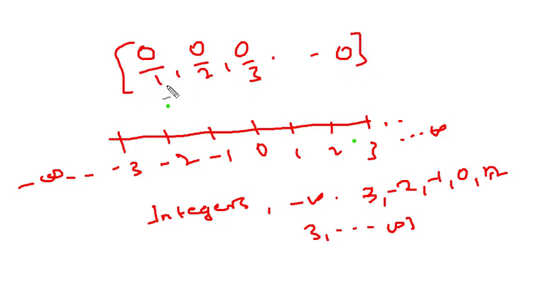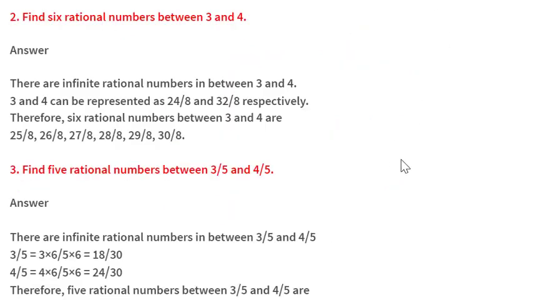So for the first question, whether 0 is a rational number and can be expressed in terms of p by q, the answer is yes. The next question is: find 6 rational numbers between 3 and 4.